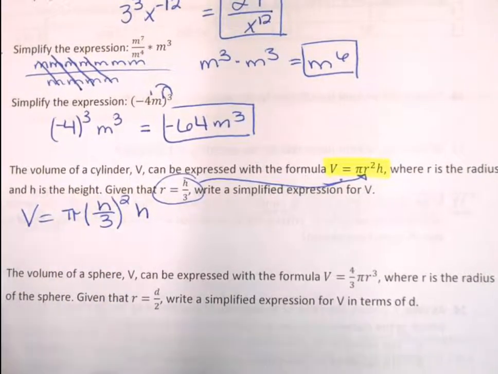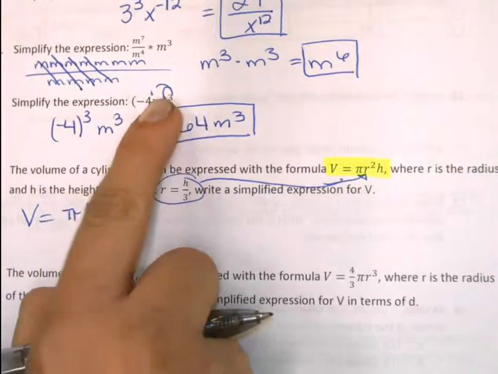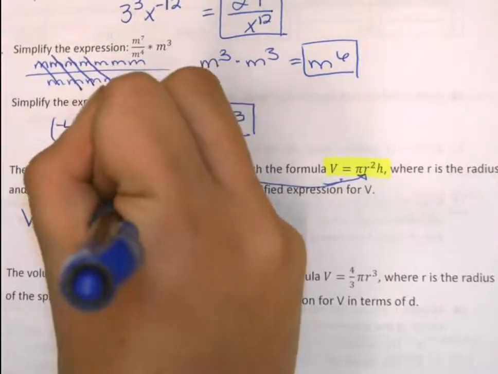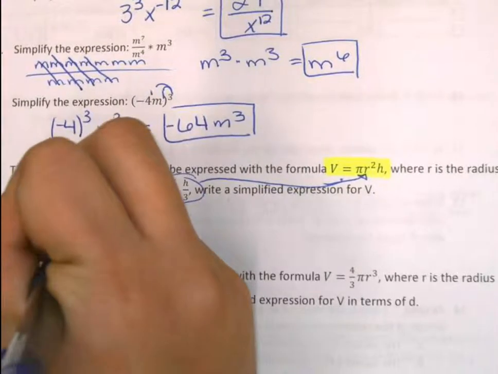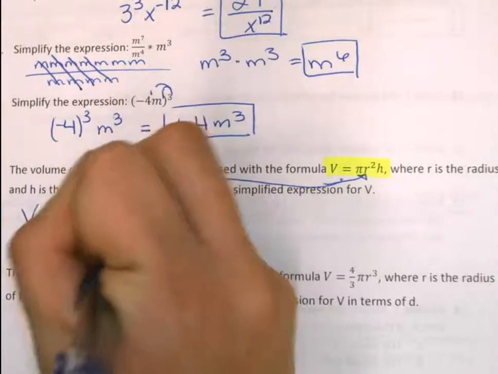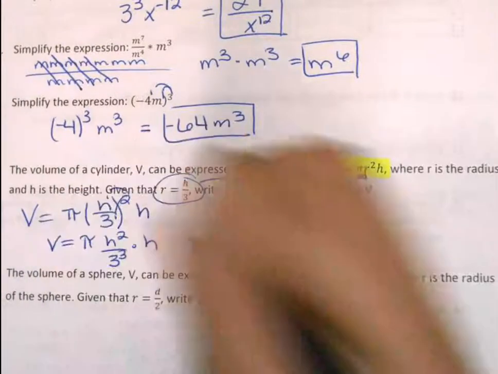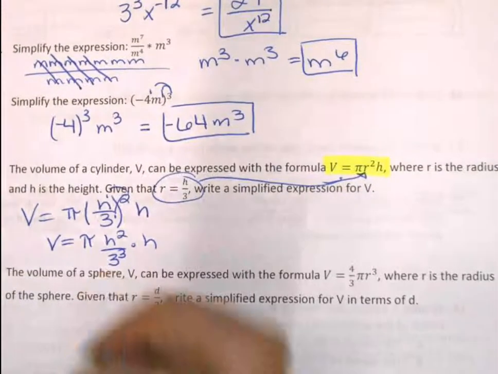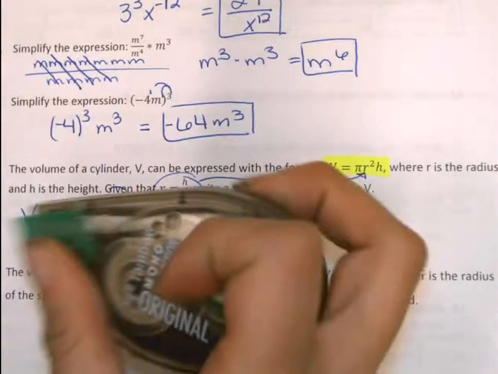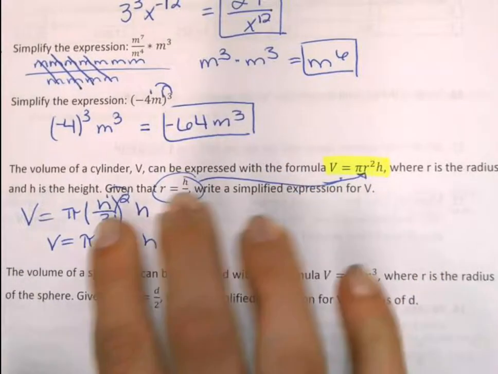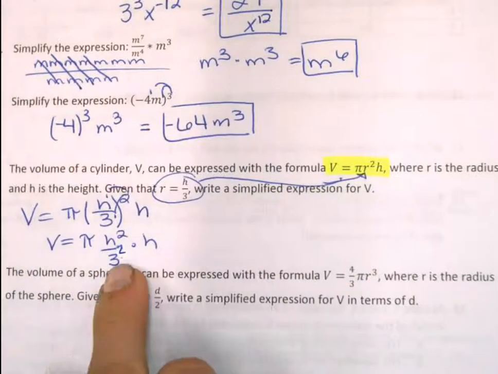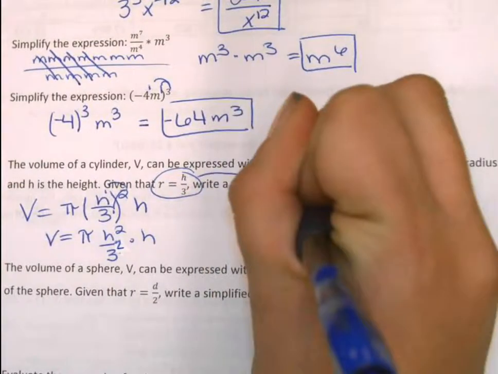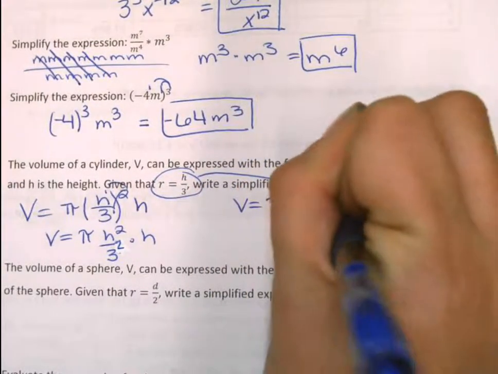What I want to do next is, just like before when these had secret exponents, inside the parentheses in the fraction they have secret exponents of 1, and I'm going to distribute those in. So then I have V equals pi h squared over 3 squared times h. This would have been 3 squared, so I made a mistake. Then what I want to do is figure out what 3 squared is. So I have V equals pi h squared over 9 times h.